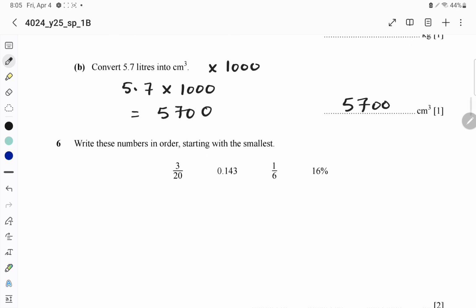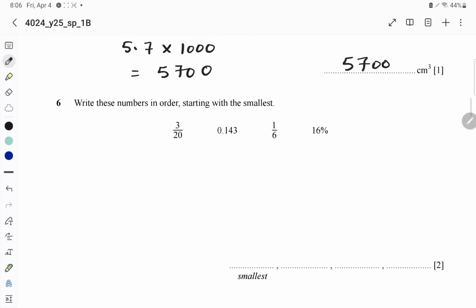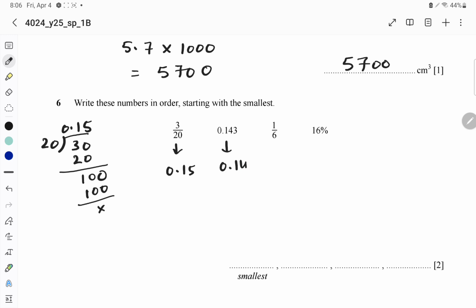That's the thing. Okay, write these numbers in order starting with the smallest. So we'll convert the fractions into decimals and try to figure it out. So first of all, 3 upon 20: that will become 0.15. And the other number is already 0.143.